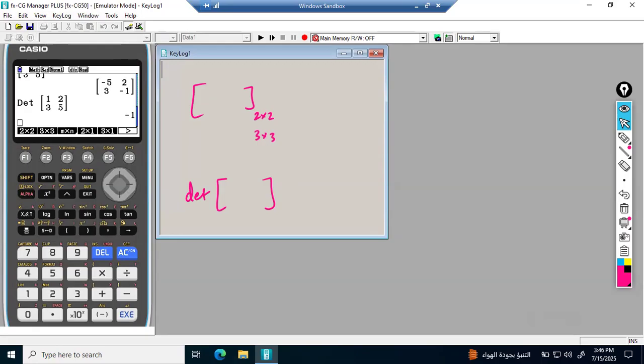The determinant is always a scalar. It's always one number. So the determinant of a matrix is not a matrix. It's only a scalar, one number.